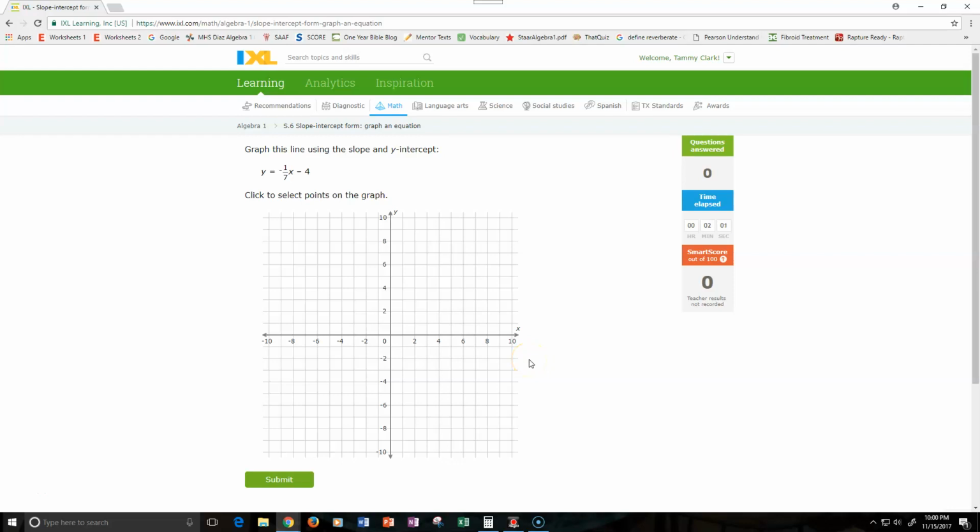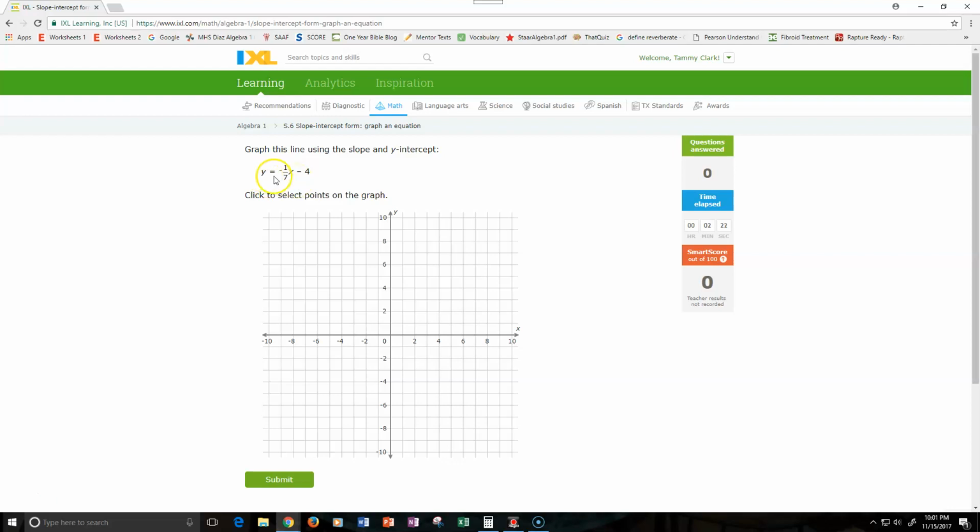All right, let's go ahead and take a look at S6. As you notice, there's no paper this time because we're strictly going to work on graphing. Here we have graph this line using the slope and y-intercept, and you will find that slope-intercept form is the best form to use when you're graphing because you're going to be given the y-intercept and the slope.